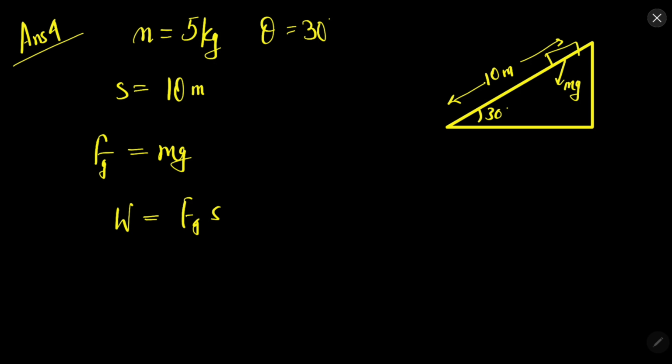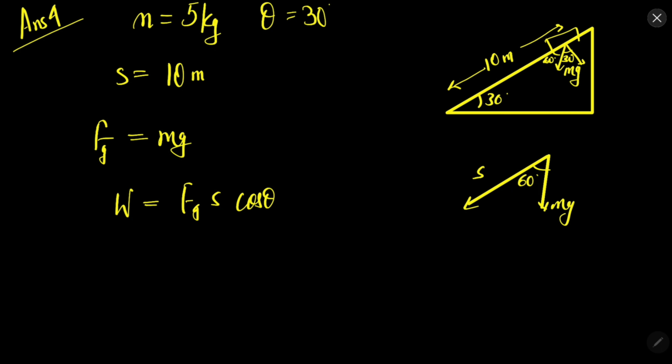Fs cos theta. Now one more thing, we need to find the angle between the force of gravity and displacement. If you notice, displacement is like this and gravitational force is like this, mg, and this is the displacement. So this angle will be 60 degree. How? Because we know this is 30 degree, so this will be 60, as this complete angle is 90. So the angle is 60 degrees. So what we will have is work equal to mg s cos 60 degree.